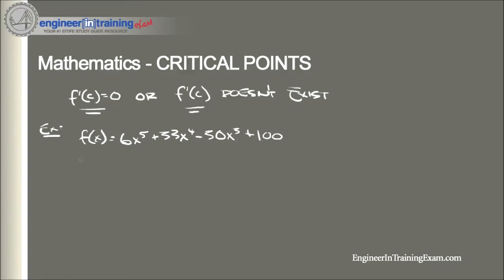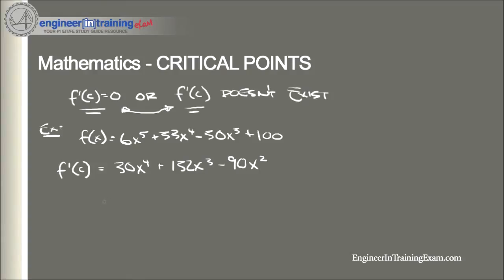This function looks complicated right off the bat, but it's fairly simple if you just step through the process of determining the critical points. So the first step is to find the derivative of the function, because we want to determine if f prime of c at whatever point is equal to 0 or f prime of c doesn't exist. That's how we determine our critical points. So f prime of x is equal to 30x to the 4th plus 132x to the 3rd minus 90x squared.